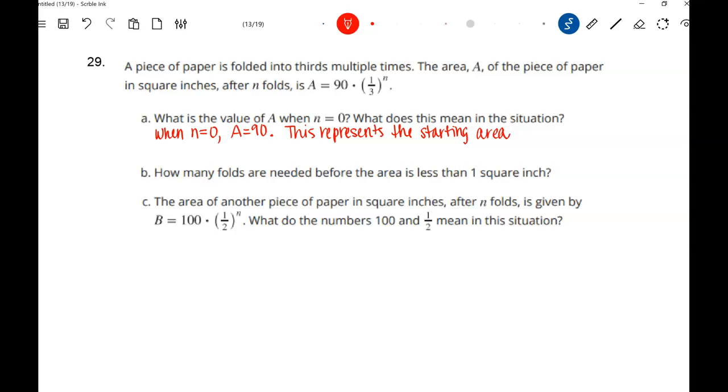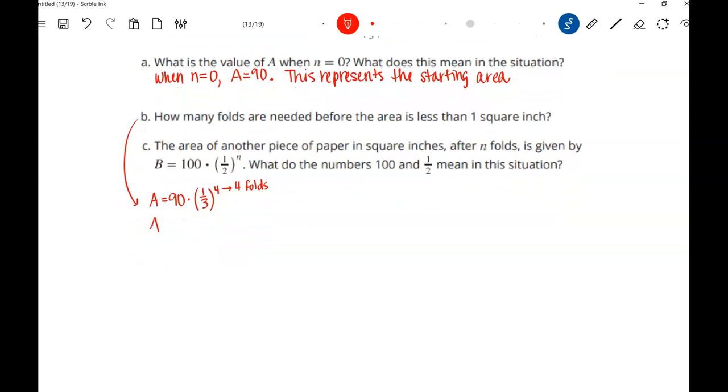Okay. B says, how many folds are needed before the area is less than 1 square inch? So I'm just going to randomly pick a number for the folds. Let's say 4 folds. So for B, I'm going to take out the n and replace it with 4. So A equals 90 times 1/3 to the 4. That represents 4 folds. Whenever I type that into my calculator, I get the area is about 1.1 inches squared.